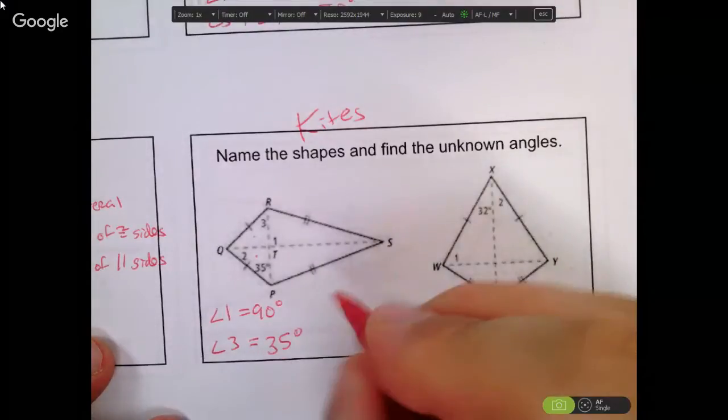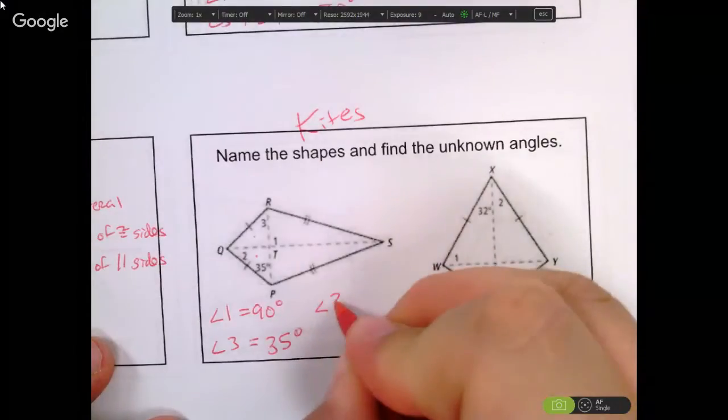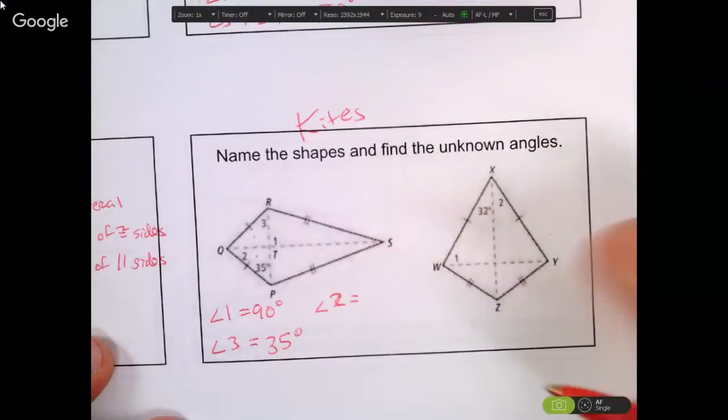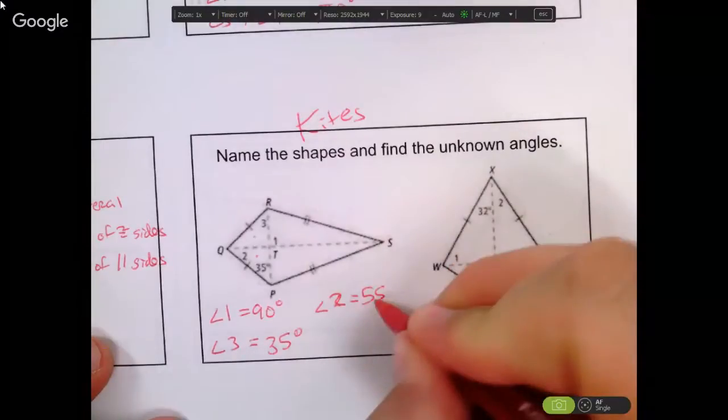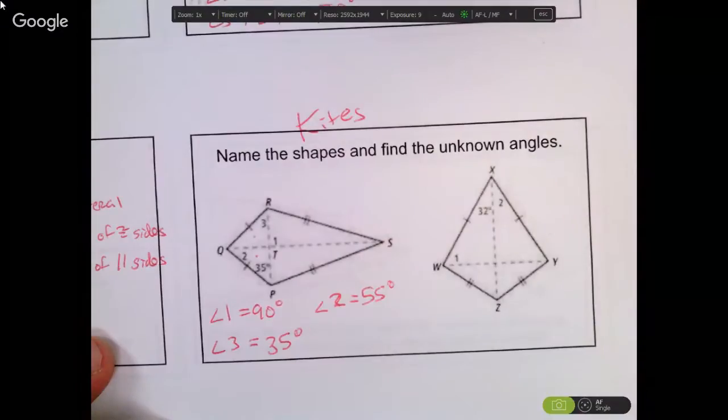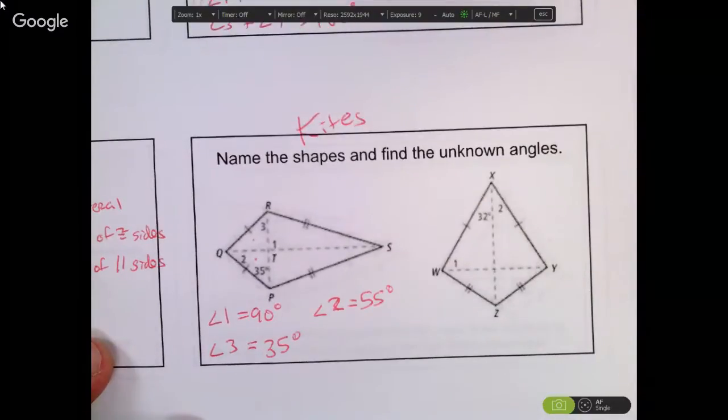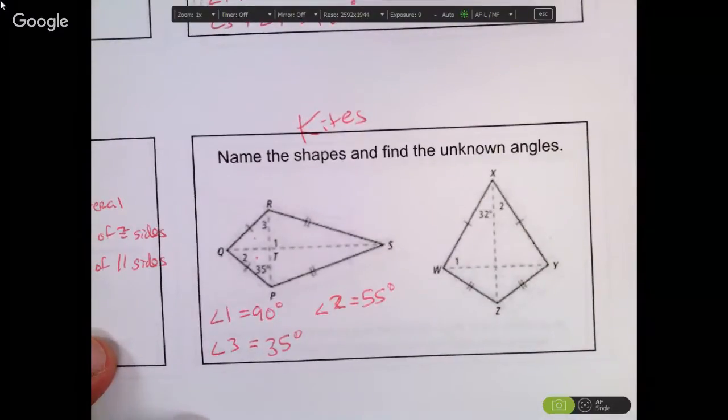And then finally, angle 2, which takes a little bit more work but isn't necessarily hard, is 55. How did Mark get it? You add 90 and 35 and then subtract that from 180. Okay, so we're using the triangle sum theorem. Okay, the next one.